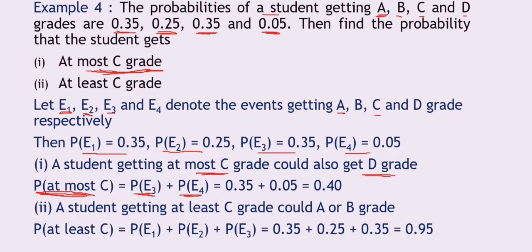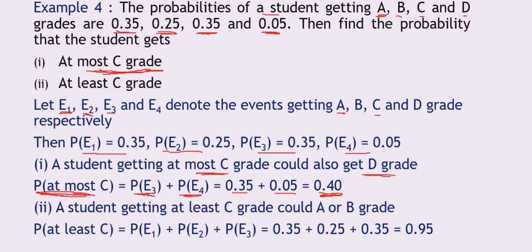So C grade was how much? 0.35, D grade was 0.05, so at most C is 0.40. There is a 40% chance the child gets at most a C grade, means either a C grade or a D grade. So based on the probabilities, I have found a new probability of an event which is at most C. Again I am telling you, in this sum there is no data given, the probabilities were directly given of four events E1, E2, E3 and E4, but at most C grade I can call event 5. So for event 5 I found the probability from the existing probabilities. So try to understand this sum.